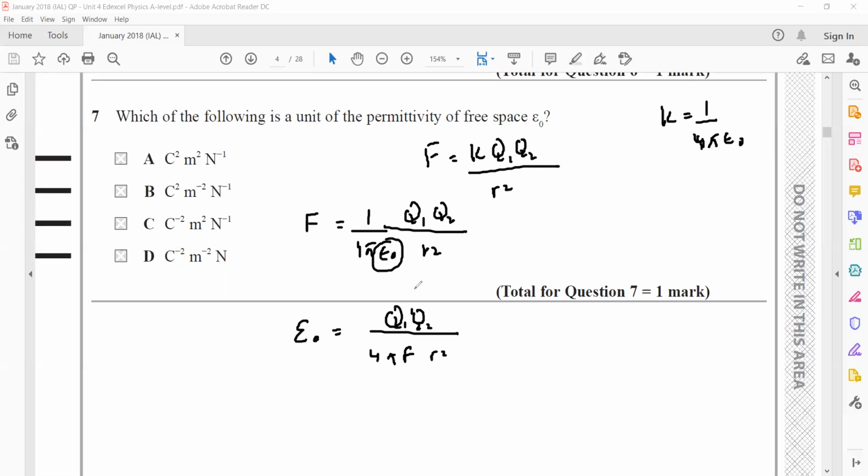Now what is the unit of Q? Q is a charge. So Q1 is also a charge, Q2 is a charge. So charge multiplied by charge, it will be Coulomb square. 4 and pi are constants, so they do not have any unit. Force is Newton, the SI unit. And then it is meter for distance, and square. So if we simplify this, what will we get? We'll get Coulomb square, Newton minus 1, meter minus 2, or meter minus 2, Newton minus 1. So which one does it match with? It matches with B.